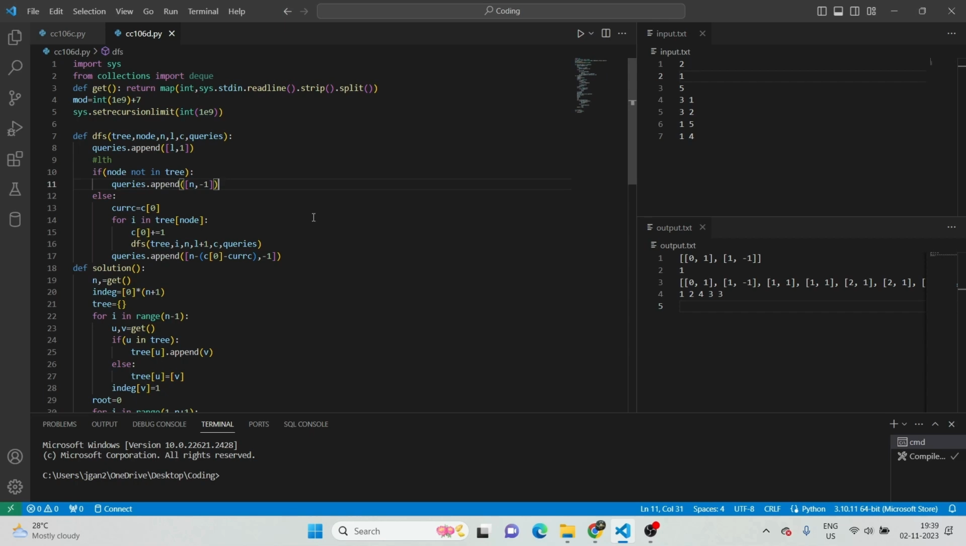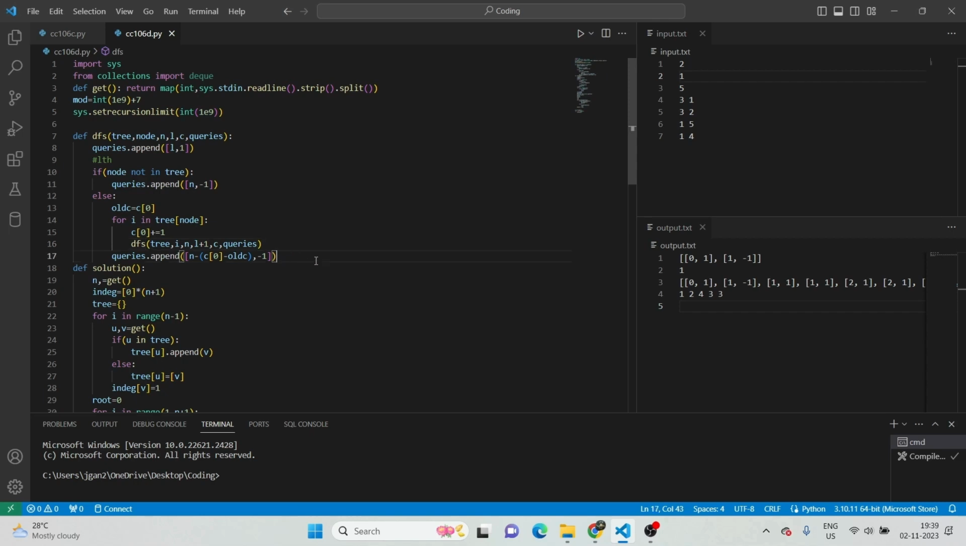How will I find the number of children? Initially the value of C would be, let's say, old C. After traversing all of the children nodes, it becomes C. The number of children is C minus old C. Why? Because for each one of the children, we are incrementing the C value by 1, and that occurs in each DFS call for each of the children. So the C value gets incremented, and by this we can find the number of children of the node.